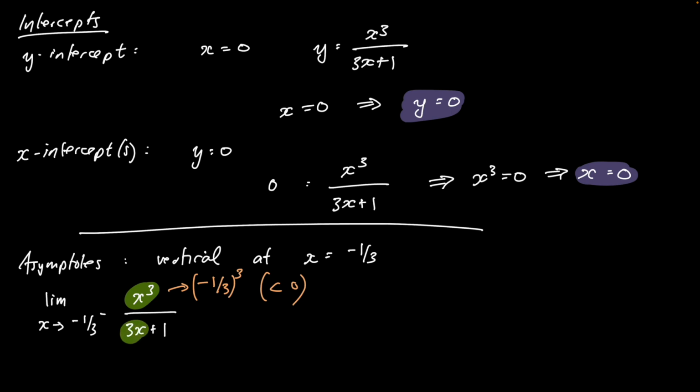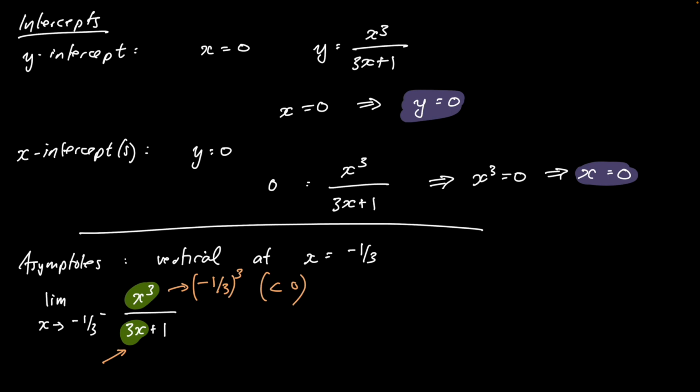If we look at this piece, 3 times x, what's that going to be? What we really want to decide here is whether the bottom of our fraction is going to be positive or negative. So we know 3 times negative a third is negative 1. That's no surprise. If x is slightly more negative than that, so let's imagine x is, for example, negative a half, which is more negative than negative a third, then we'd get 3 times negative a half, which is negative 1.5, plus 1 would give us negative 0.5.